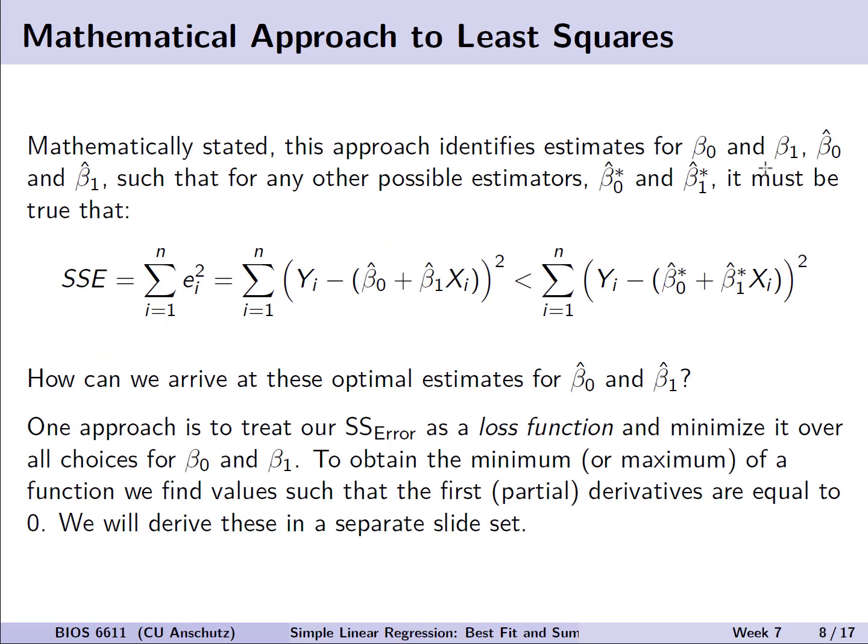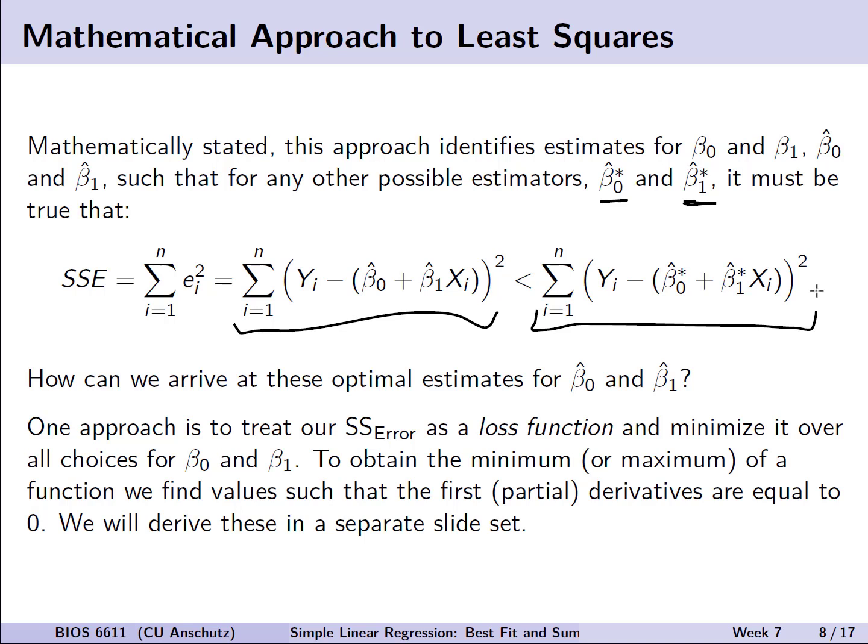So what's the mathematical approach to least squares? Mathematically stated, this approach will identify estimates for beta naught and beta 1, which we'll represent by beta naught hat and beta 1 hat, such that for any other possible estimators, let's call them beta naught hat with an asterisk and beta 1 hat with an asterisk, it will be true that the term we are trying to minimize, based on this ordinary least squares approach from the previous slide, with our beta naught and beta 1 hats will be smaller than whatever alternative we may come up with, the beta naught star hat and beta 1 star hat.